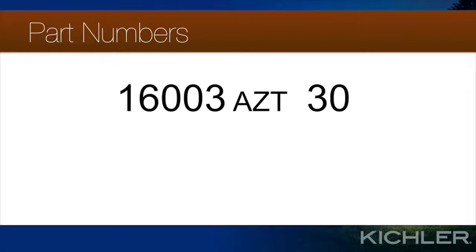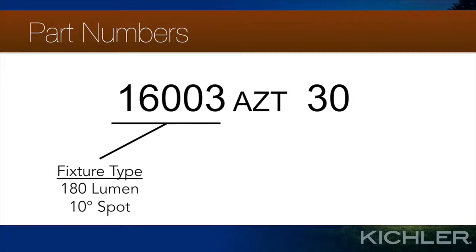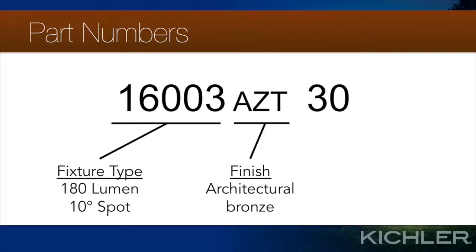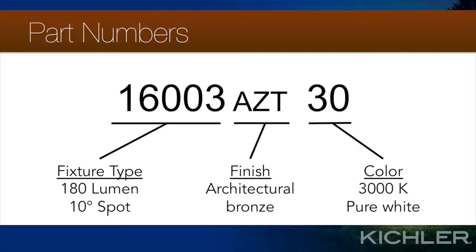Kichler fixtures are specified using a part number that carries a number of pieces of information. For instance, part number 16003 AZT30 tells you 3 different things. The fixture type. This is an accent light with a 180 lumen output and a 10-degree beam spread. The finish. AZT indicates textured architectural bronze. And the temperature of the light, 3000 kelvins or pure white. You will quickly become familiar with the fixtures you use all the time.